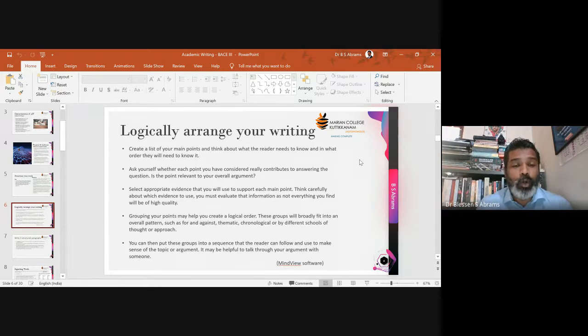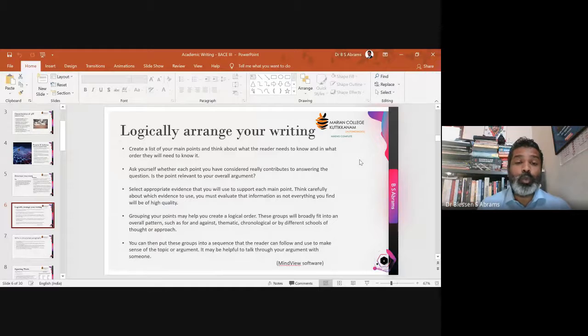So select appropriate. Don't go blank. Don't go blank when it comes to the concluding paragraph. That can happen. That may happen. So if you are organized, if you are set, then nothing is there to give you a failure. So select appropriate evidence that you will use to support each main point. That's how research works. You are trying to find different evidences from different resources. You are citing it to your bibliography, to your reference. So select appropriate evidence that you will use to support each main point.